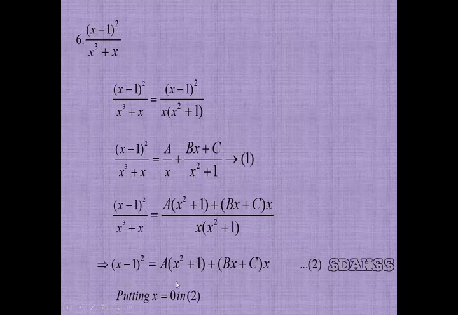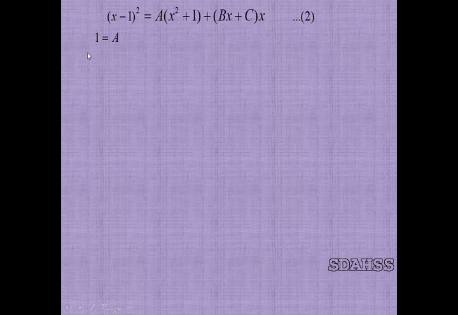Now put x is equal to 0 in the second equation. So you have the left hand side 1 equal to the right hand side. If you substitute x equal to 0 you will get a, the second term vanishes. So a equal to 1.